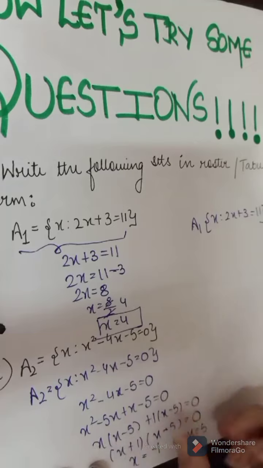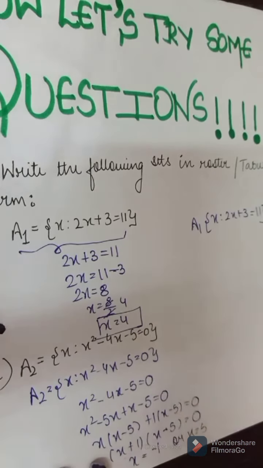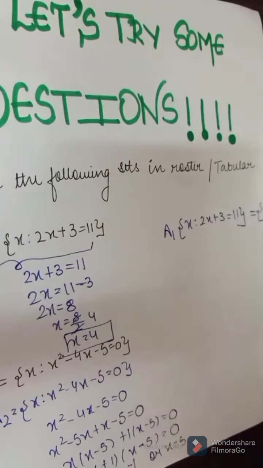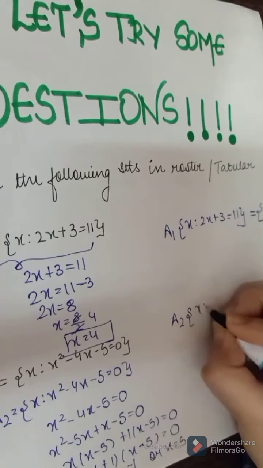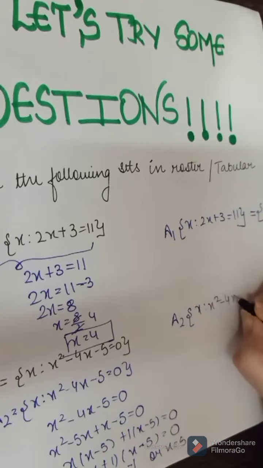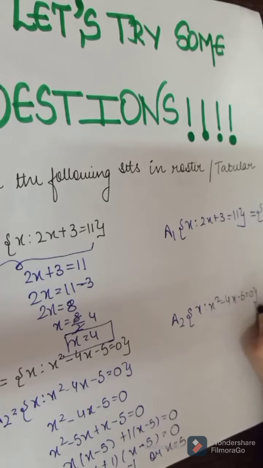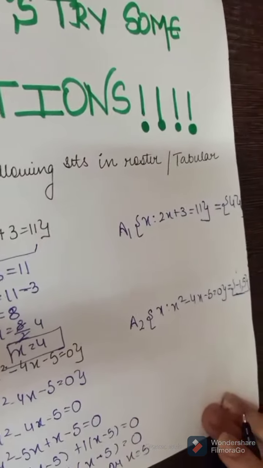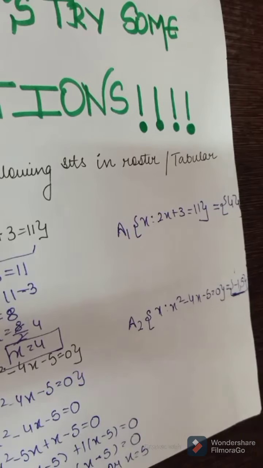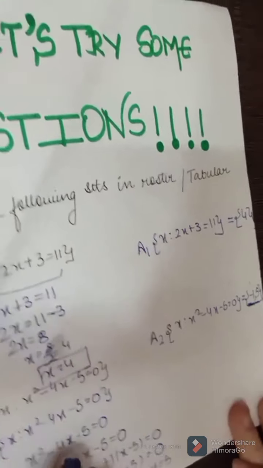You just need to take one bracket and put it equal to 0, then take the second bracket and put it equal to 0. So when you write the set A2, what was the set A2? X such that X square minus 4X minus 5 is equal to 0. This is going to be equal to what? {-1, 5}, right? You are going to separate it with the help of commas. As I told you earlier, you are going to separate it with the help of commas. Correct, students? I hope so.